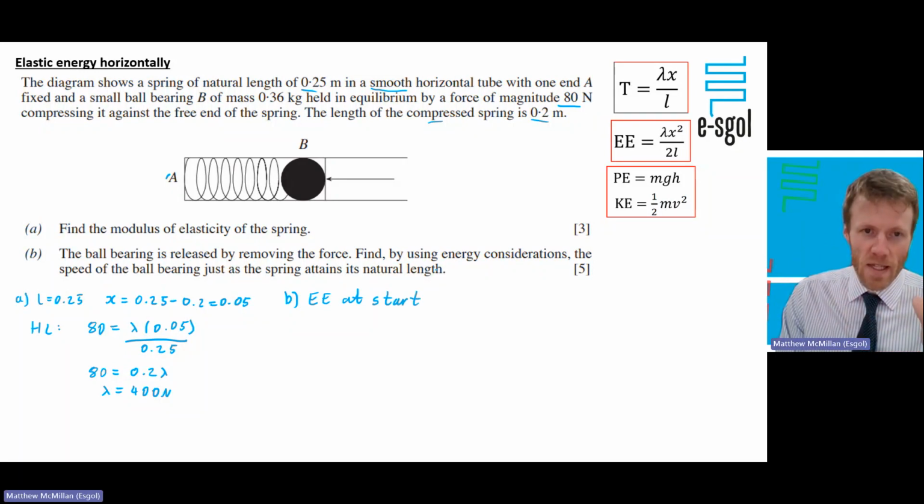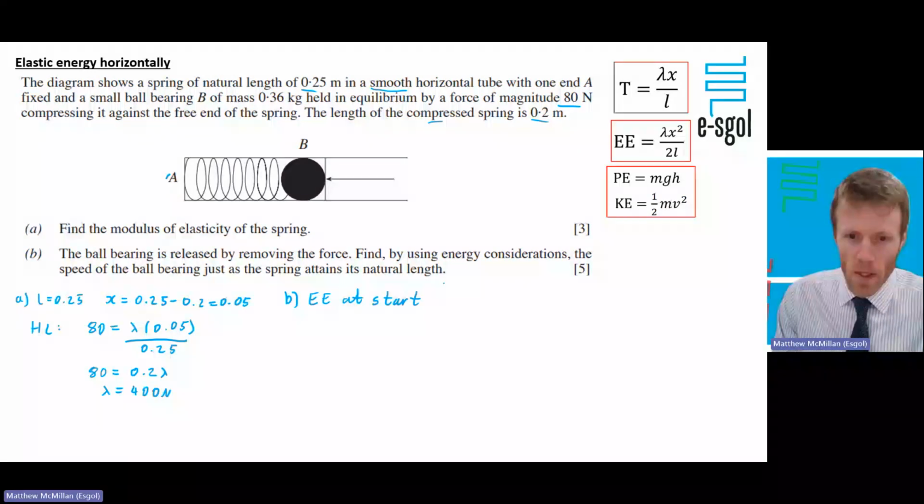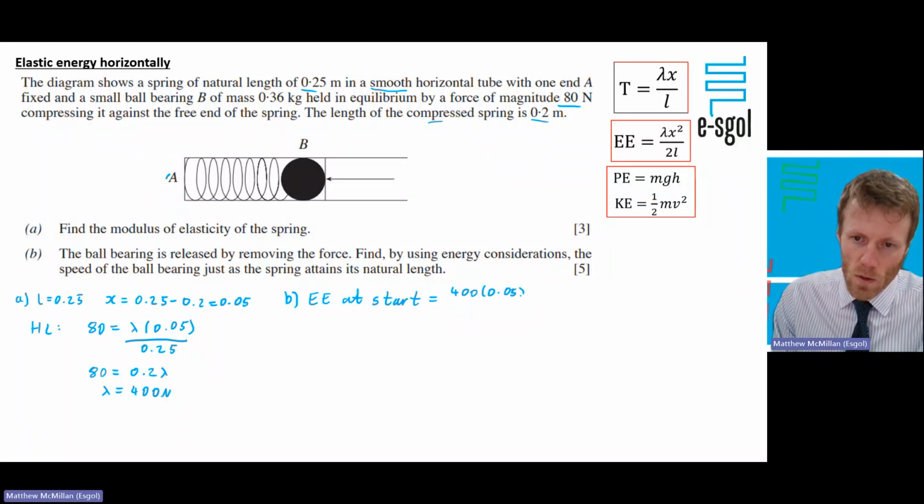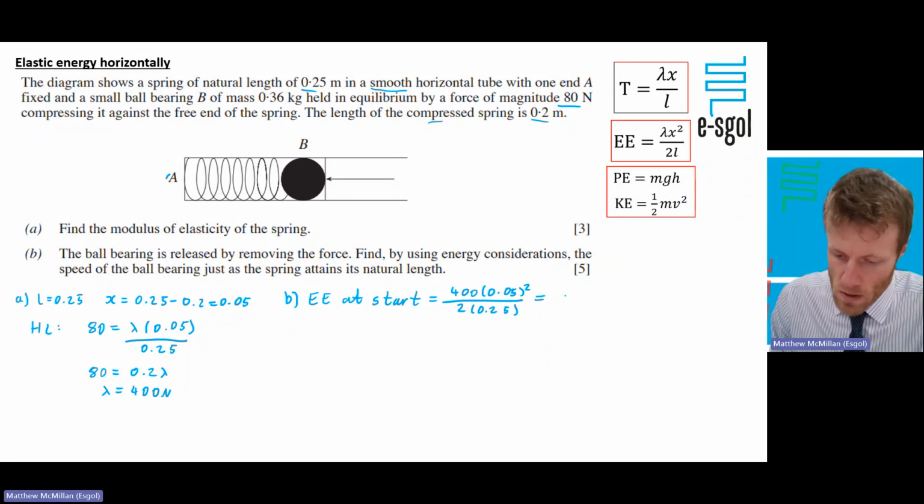It will not have any kinetic energy at the start because it's not moving. So our elastic energy at the start, using our elastic energy equation, is lambda, which is 400, times x squared, so 0.05 squared, all divided by 2 times the natural length, and the natural length is 0.25. So that gives us 2 joules.